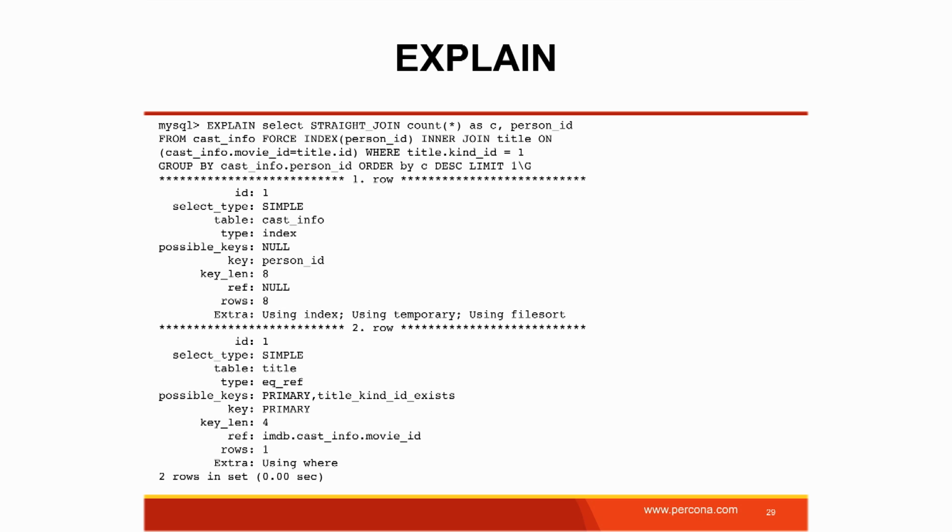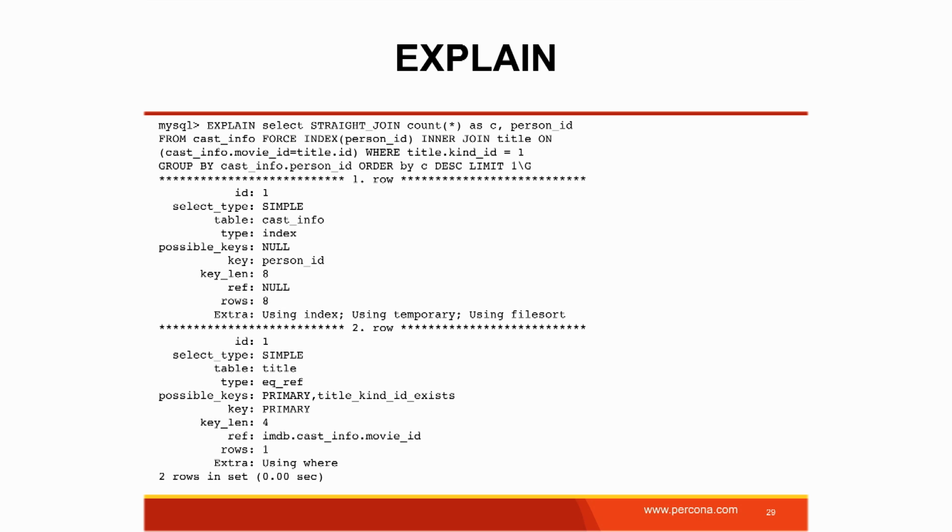So we've got some kind of a query. So it's a select straight join count from cast info join title. So this is from the IMDb database, which you can freely download from their FTP servers on imdb.com. So if we explain it, we can see how MySQL will actually execute this. So yeah, as I said, I won't go into explaining what is wrong with it or how to optimize it.